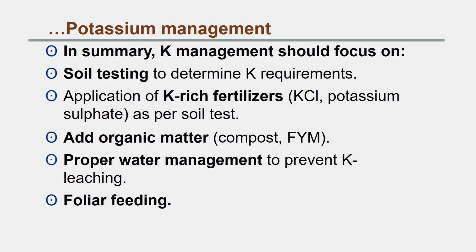Now, in summary, potassium management should focus on soil testing to determine K requirement. Then K-rich fertilizers like potassium chloride or muriate of potash can be applied based upon the soil test. Organic matter is also important. It helps in increasing the supply of potassium. Proper water management is also necessary because excess water application can result in leaching, particularly in sandy soils. And foliar feeding can be done if soil application is not possible.